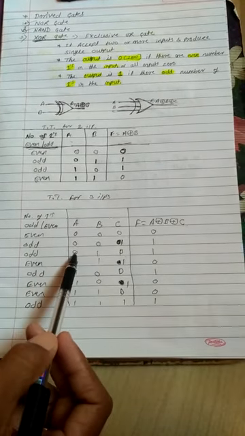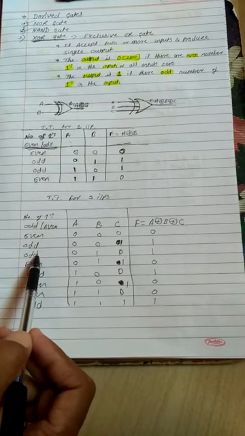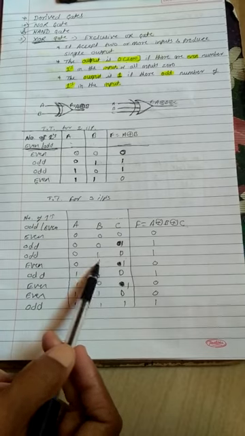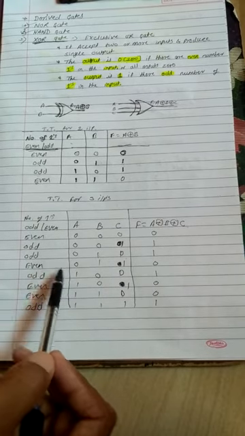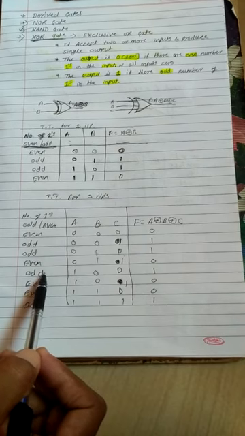Next, 0, 1, 0. The 1 is there only once, so it is also odd. Then 0, 1, 1. The 1 is repeated 2 times here, so it becomes an even number. Then 1, 0, 0. The 1 is there only once, so it is also an odd number.